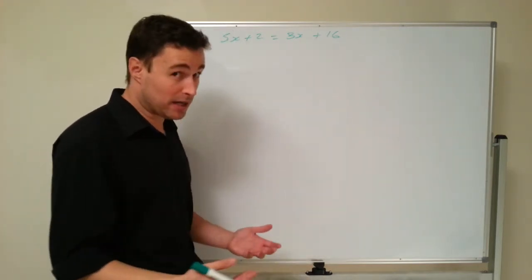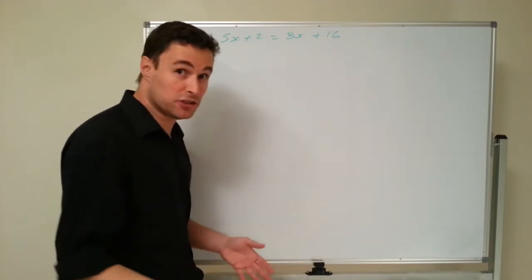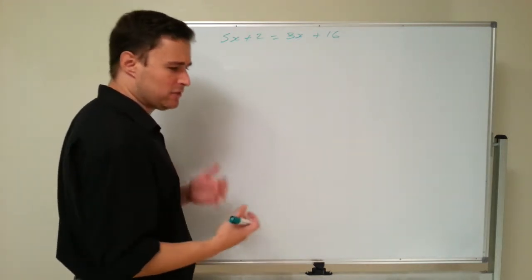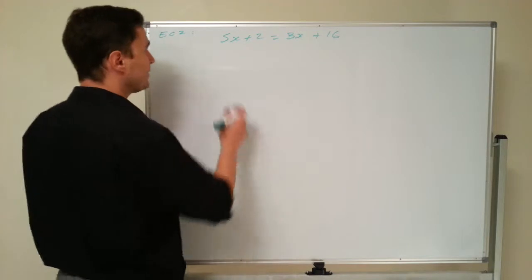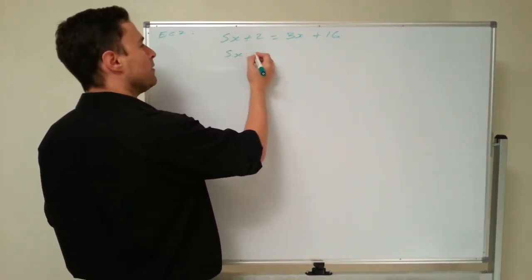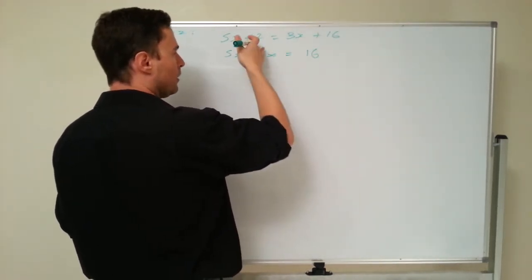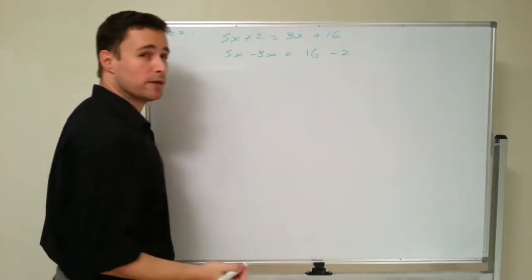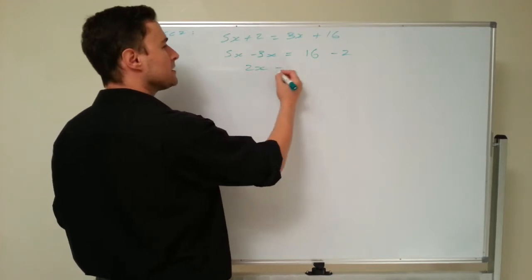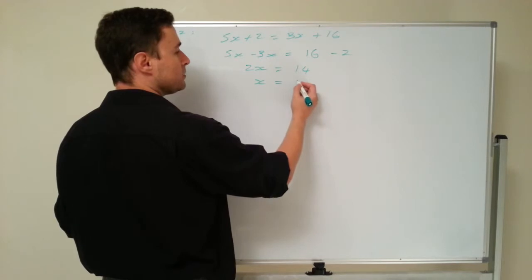It doesn't really matter if you're good with adding, dividing and subtracting integers, but it's a habit I like to get my year 7s to do, and then when they get into year 8, I say forget about it. So 5x, the opposite of plus 3x is minus 3x. 5x minus 3x equals, the 16 stays on the side, the opposite of plus 2 is minus 2. You with me? OTOS. 5x minus 3x is 2x. 16 minus 2 is 14. X equals 14 divided by 2 is 7.